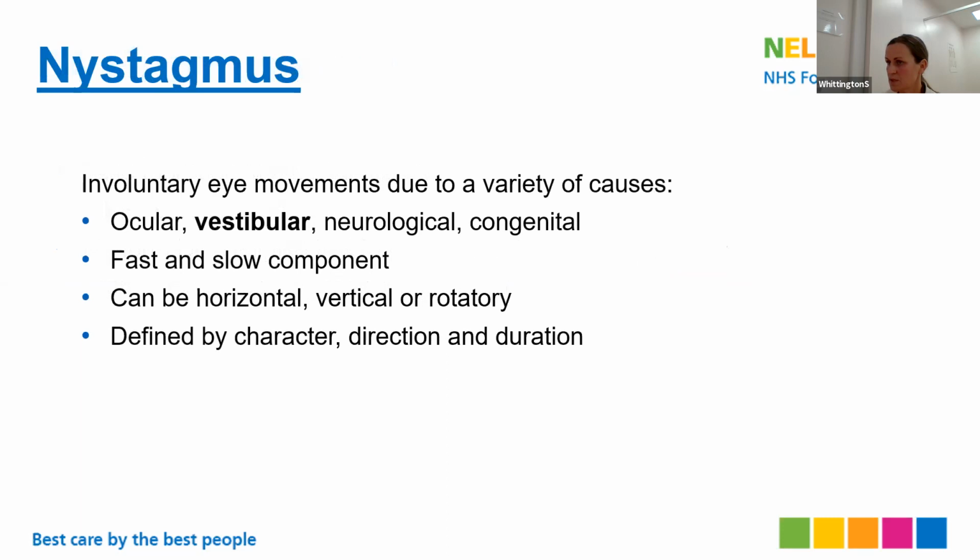So as I said before, a nystagmus is an involuntary eye movement which can have lots and lots of different causes, but we stick with the vestibular cause today. Obviously there can be neurological problems, there can be congenital problems, but there is always a faster and a slower component to nystagmus. It can go all sorts of directions: side to side, up and down, it can turn. The character of the nystagmus, and the direction and the duration, will help you to diagnose what problem you're looking at.